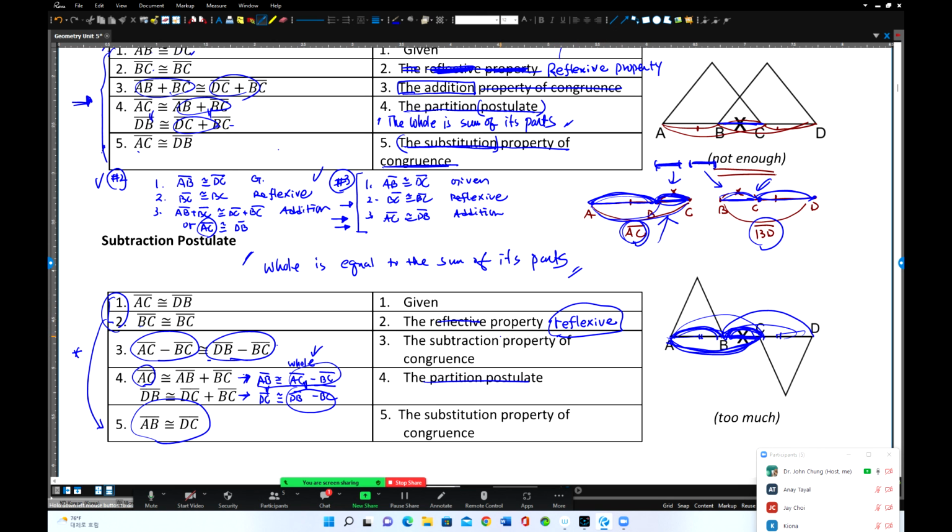Okay, I'll see you next time. We'll have a lot of practice on congruent triangle proofs. There's no homework. Just memorize all these steps and reasons. You need to memorize. That is most important.